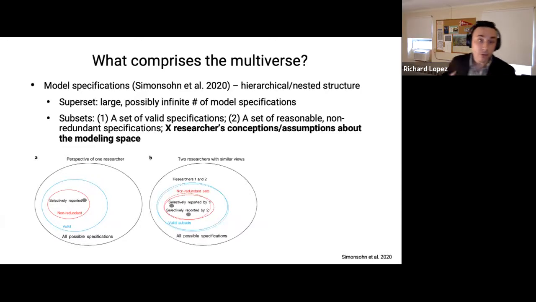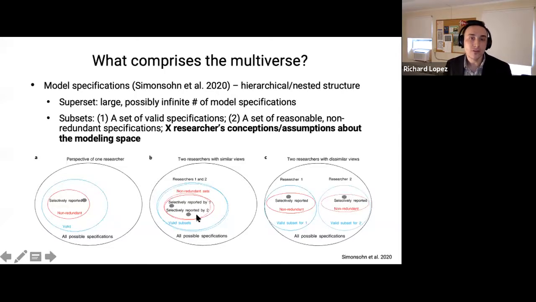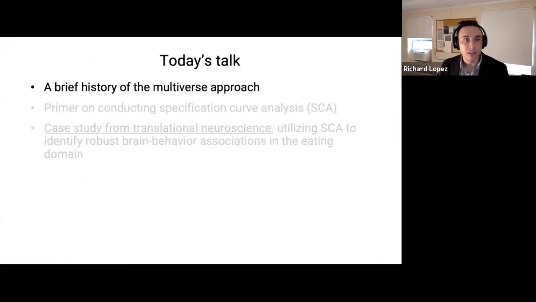And if you have another researcher who has similar views and you ask them to map out all the possible models and the subsets in the space, you might come up with a pretty similar scenario here. But again, they may report other models within this non-redundant set. But what happens if you have researchers with different views? Well, they could not necessarily agree on which parts of modeling space they're looking at, in terms of how they set up their models, which variables they look at, et cetera. So this is all the background knowledge and rationale behind specification curve analyses.